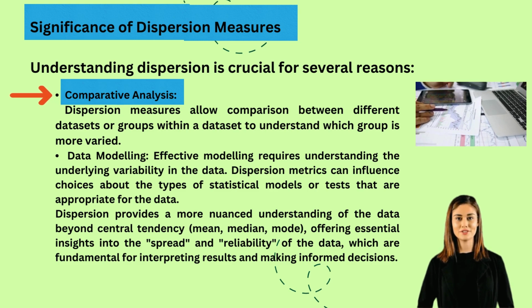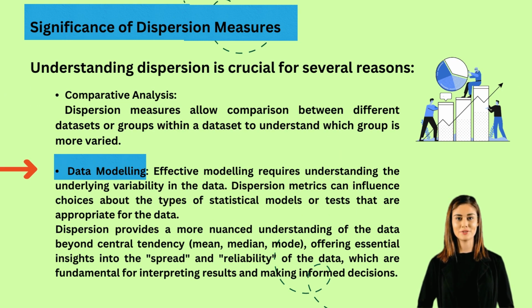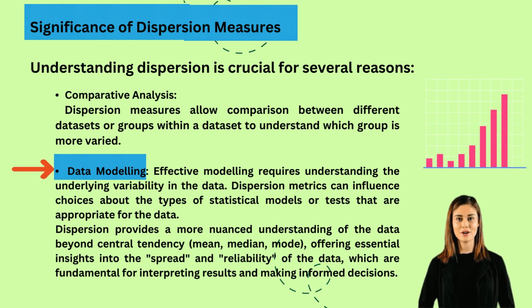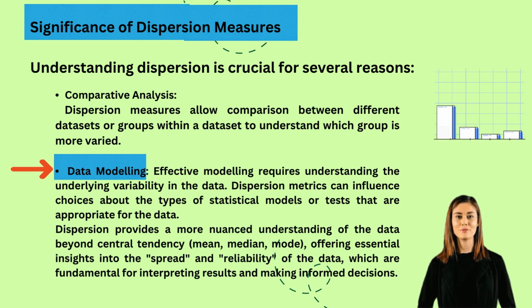Data modeling. Effective modeling requires understanding the underlying variability in the data. Dispersion metrics can influence choices about the types of statistical models or tests that are appropriate for the data. Dispersion provides a more nuanced understanding of the data beyond central tendency, offering essential insights into the spread and reliability of the data, which are fundamental for interpreting results and making informed decisions.